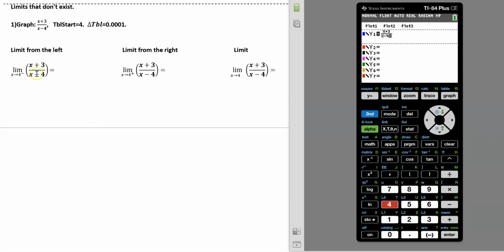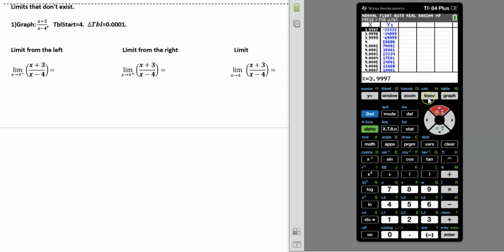Okay, so I've plugged in x plus 3 over x minus 4. And so now we're going to go to our table set. This time we're approaching 4. And we know if we plugged in 4, we'd get that undefined value. So now when I go to my table, scroll up, you can see this one is -70,000. The other side is 70,000.